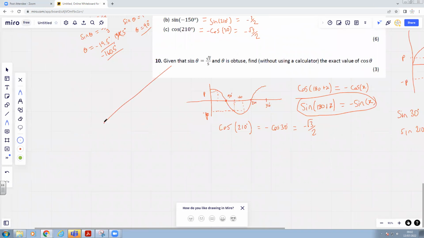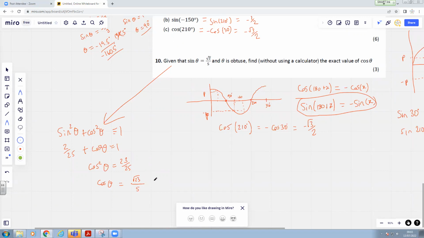So I'm going to use this time the fact that sine squared theta plus cos squared theta is identical to 1. Now, sine squared theta would be 2 over 25, I've just squared root 2 over 5. And now I'm going to rearrange this to find cos squared theta. So cos squared theta is going to be 23 over 25. And so cos theta is the square root of that, which is root 23, and as I can square root the bottom, I will, over 5.